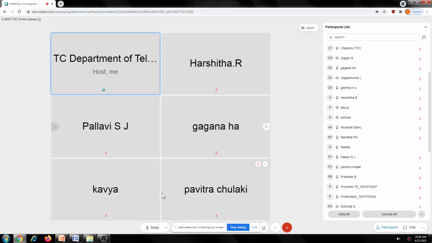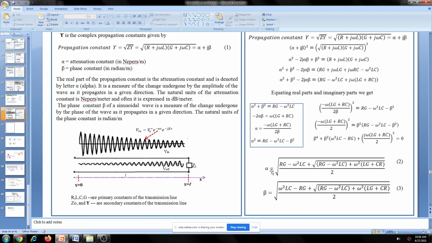So in the next class we will continue, and we will see what the problems are here. Is the PPT visible? Yes, ma'am. Cursor movement? Yes, ma'am. Okay, fine. We will continue in the next class.